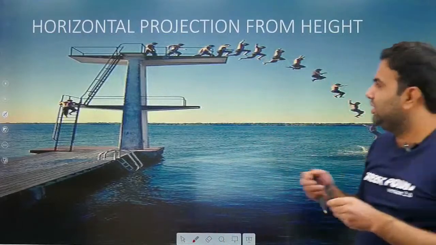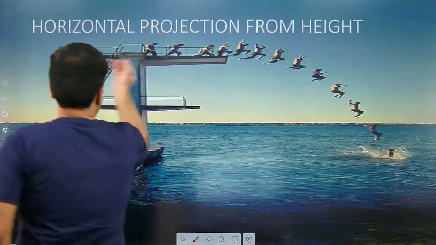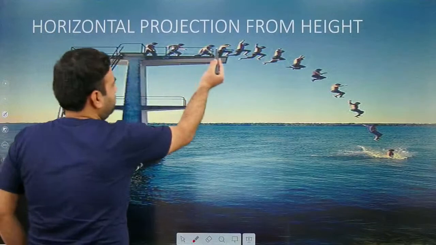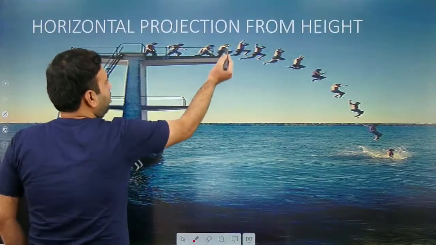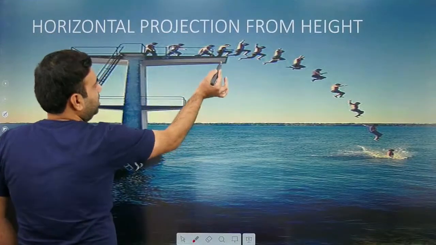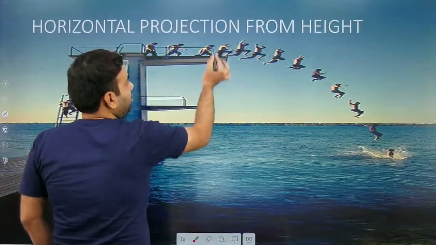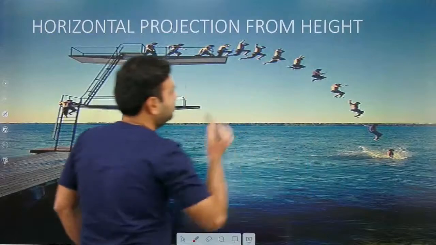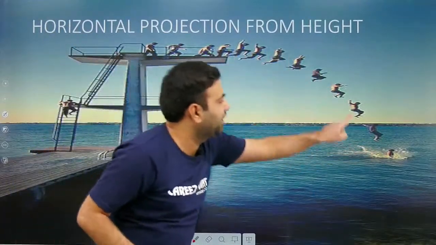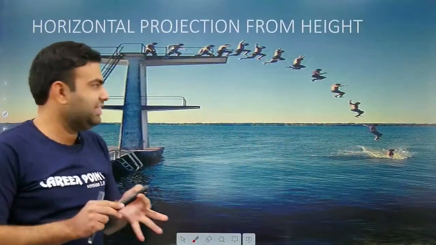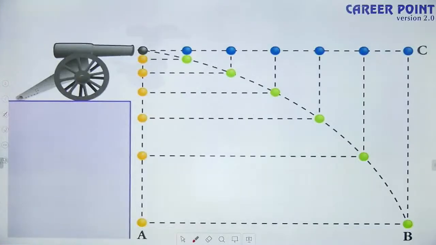Now, as you can see this man, he was running with some velocity, and at this time he loses contact from this surface. So his motion from this point to this point is parabolic motion, and it is motion under gravity.